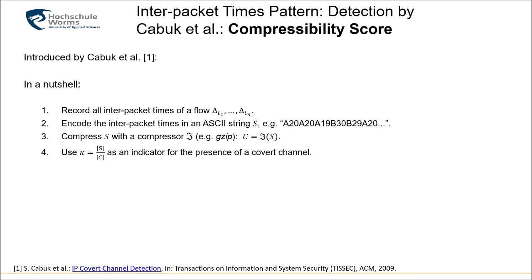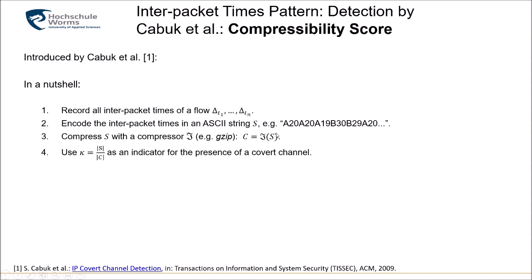We then encode the interpacket times in an ASCII string. In the original paper by Cabuk et al., they rounded the values and used a coding like this, where the letter at the beginning of a measurement indicates the zeros behind the comma. So it would be 0, and the remaining numbers would be rounded. So this would be 0.02 something seconds, and again, 0.19 something, 0.03, 0.029, 0.20, and so forth. And then you select a compressor. In the original paper they used gzip. We also used gzip in our tests.